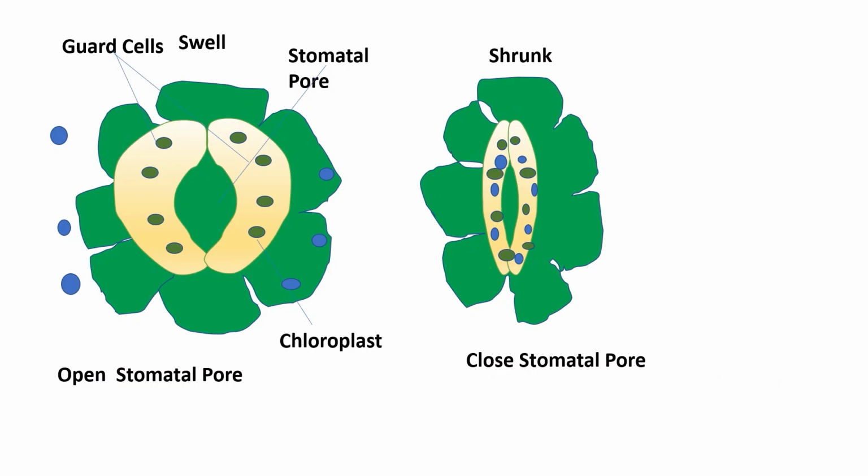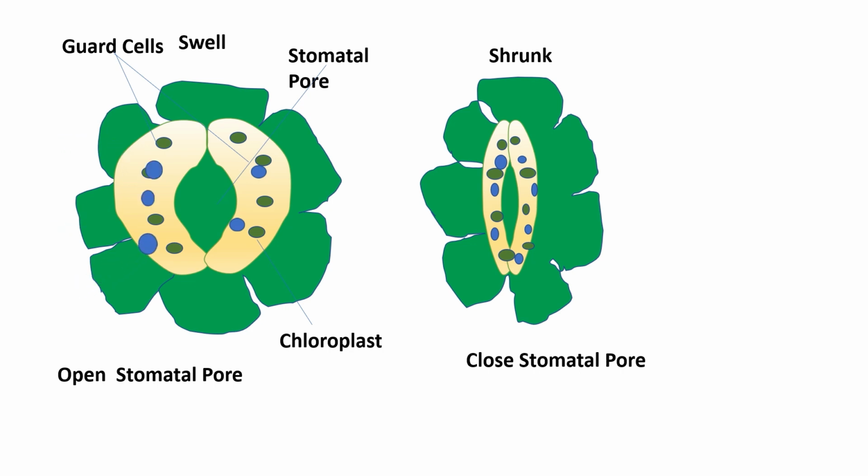Now you are seeing the picture of guard cells, right? As well as we see there's a stomatal pore, chloroplast. So these are called stomata, and stomata contain guard cells. In the first picture, you can see that the water molecules, blue-colored water molecules, are entering the guard cells.